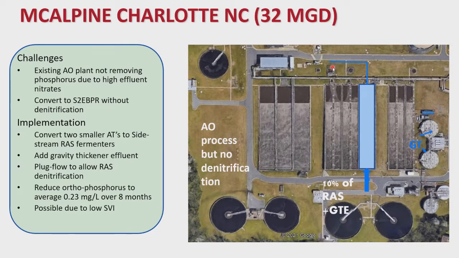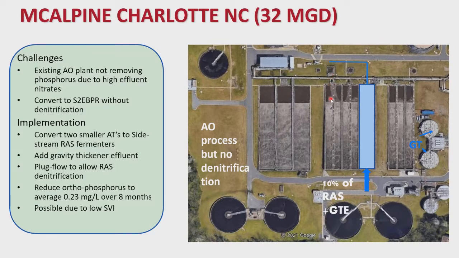But what was very interesting about this plant, I must just add that it was designed as an AO process, but with nitrification. So the nitrate in the effluent is about 20-25 milligram per liter. And that nitrate going back into this A zone, it's basically an anoxic zone. It's not an anaerobic zone.